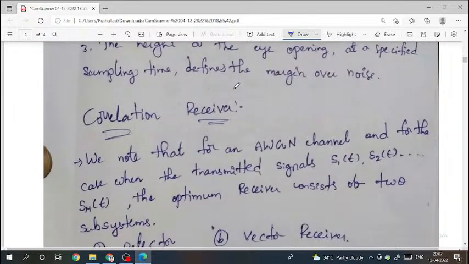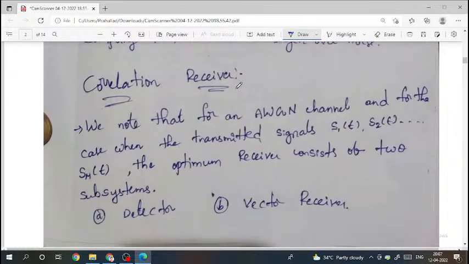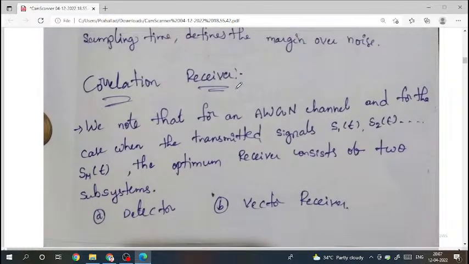Okay, next topic is the correlation receiver. So this is the correlation receiver.